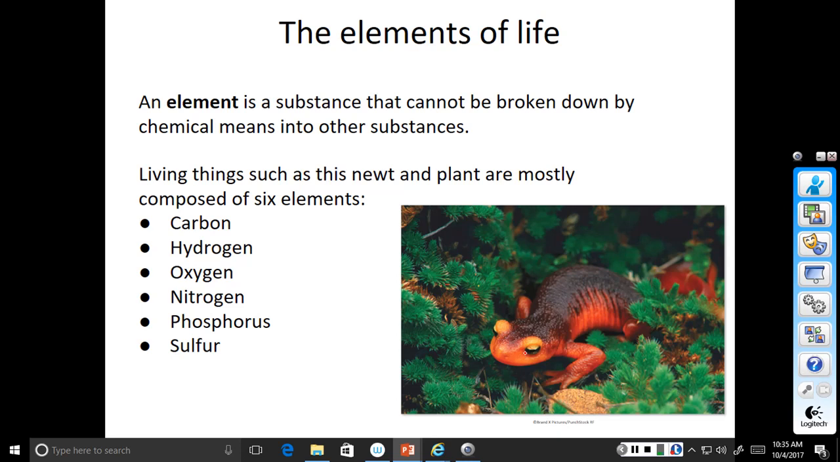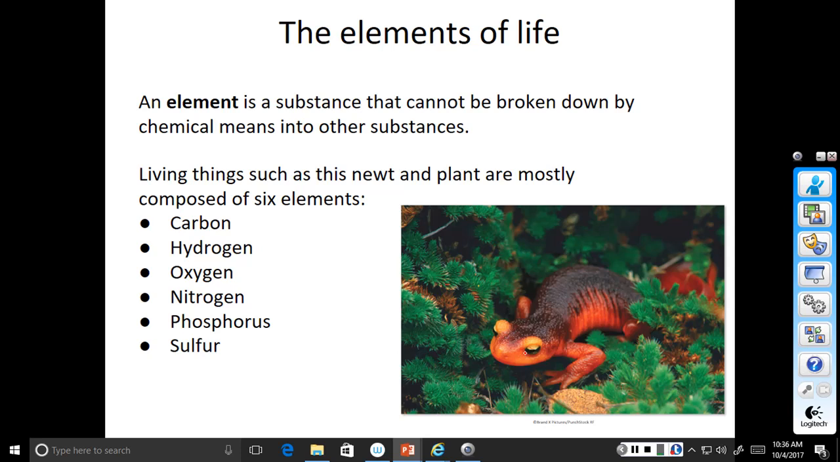So an element, again, is a substance that cannot be broken down by chemical means into other substances. If you were to break it down, you would no longer have that substance. So if you took gold and broke it down past the atomic level, you would no longer have gold. You'd just have some pieces of subatomic particles. So living things are primarily composed of just 6 elements. Whether we're talking plants, humans, newts, flies, we all are basically made of the same ingredients. And those are carbon, hydrogen, oxygen, nitrogen, phosphorus, and sulfur.